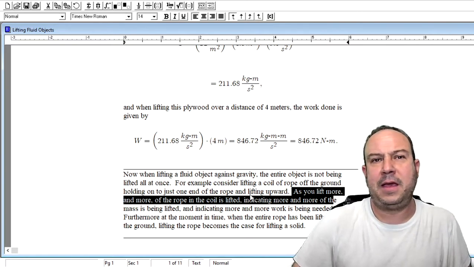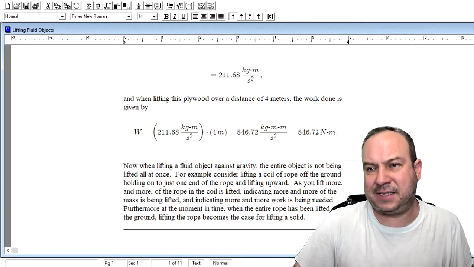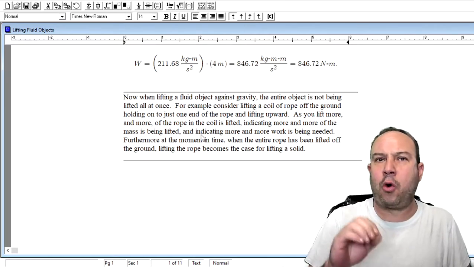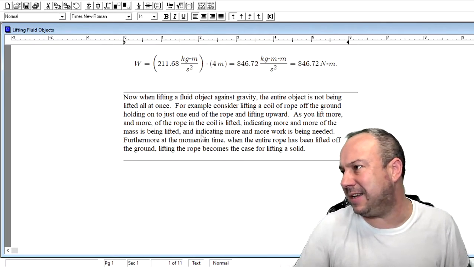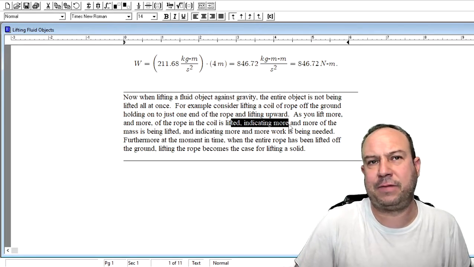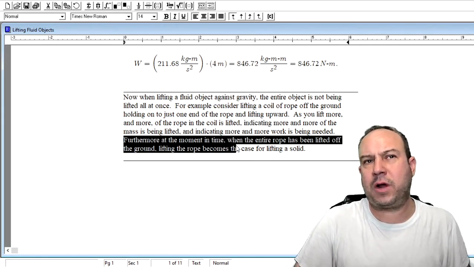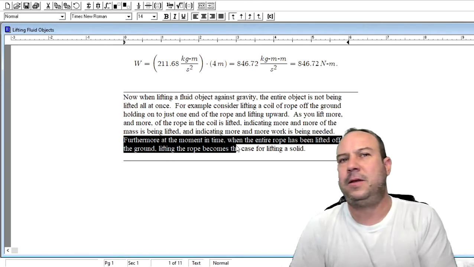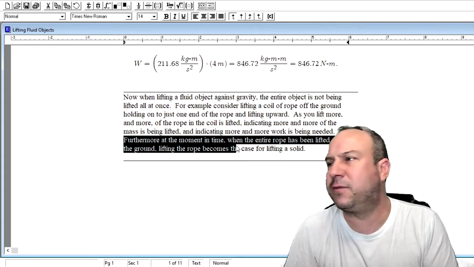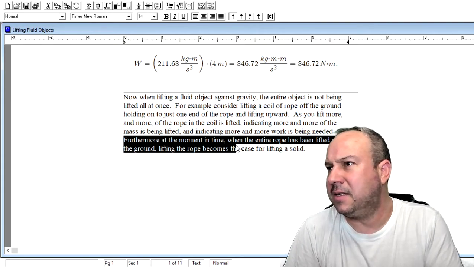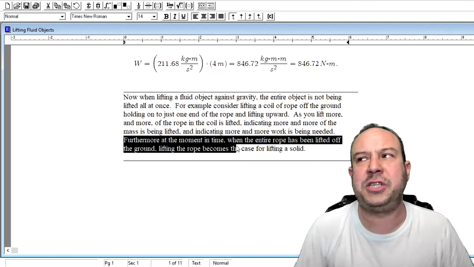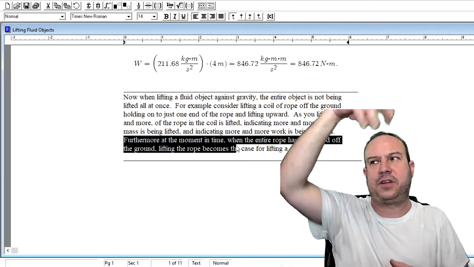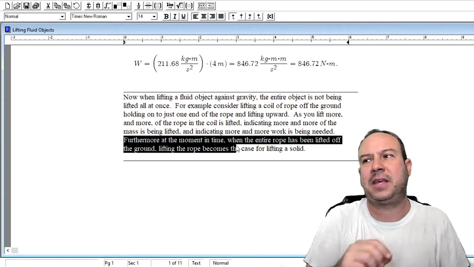Right? Indicating more and more of the mass is being lifted. And indicating more and more work is being needed in our calculation here, folks. Furthermore, at the moment in time when the entire rope has been lifted off the ground, it turns into a case for lifting a solid object, since the object's mass will no longer be changing as we lift that object. As soon as all the rope is lifted off the ground in this manner, it will become the case of lifting a solid.